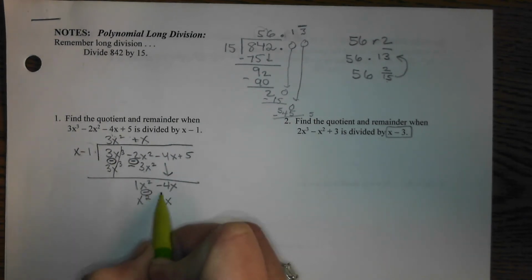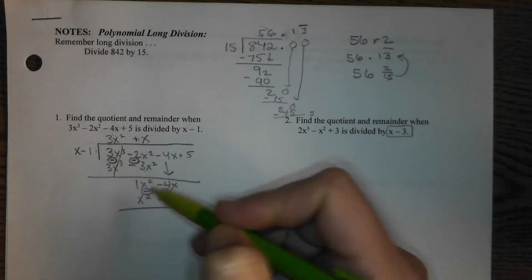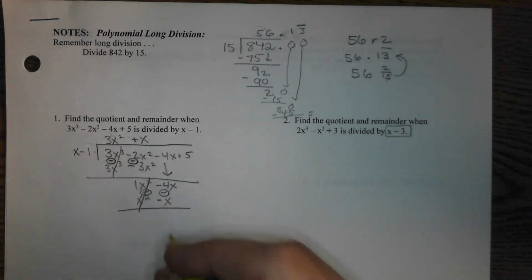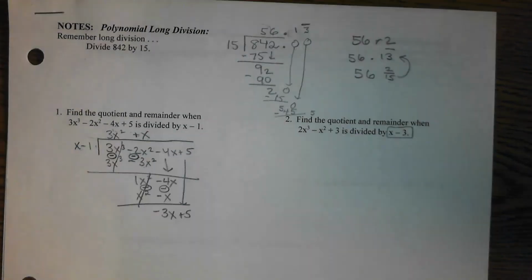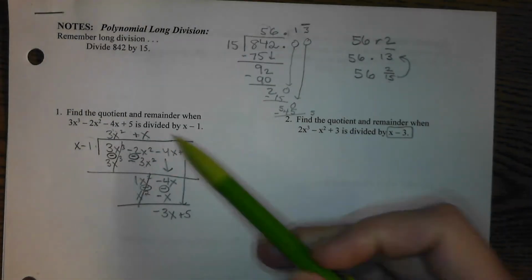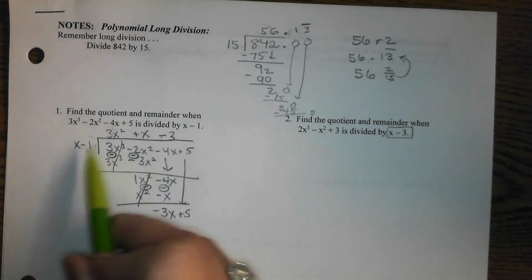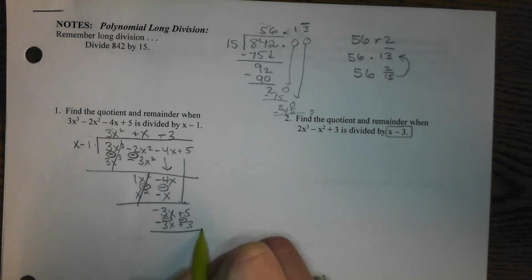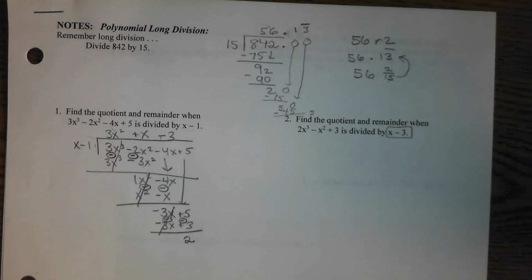Again, put your subtraction in between each and every set of terms. X squared minus x squared is gone. Negative 4x minus a negative x is negative 4 plus 1, which is negative 3x. Bring down your 5. And then the last term up top, okay, negative 3, good. Negative 3 times x minus 1 is negative 3x plus 3. Throw your subtraction symbols in there. That cancels. 5 minus 3 is 2.